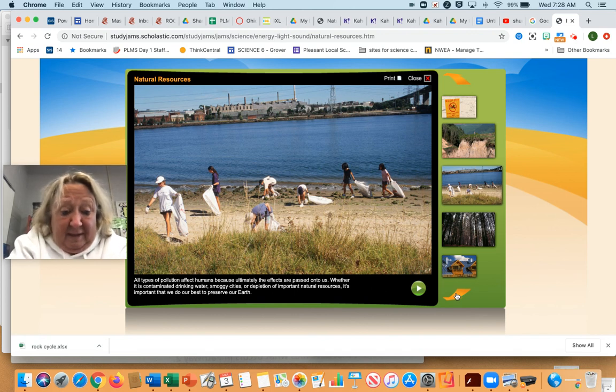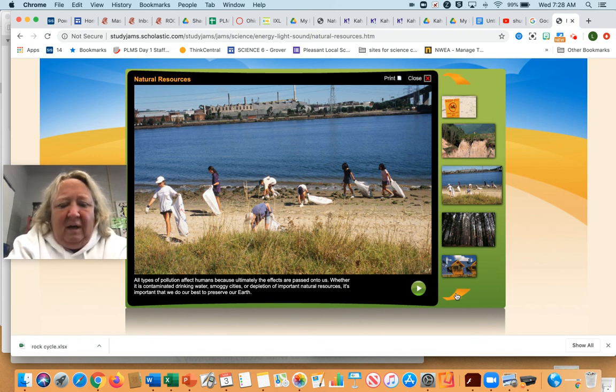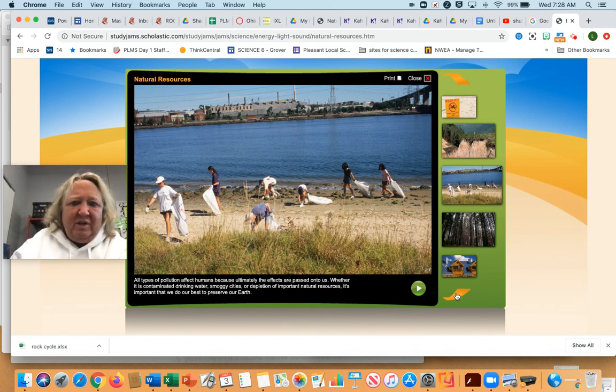And ultimately, all types of pollution affect humans because somehow it affects us. So if it's bad drinking water, smog in larger cities, depletion of natural resources, it's important that we do everything we can as individuals, especially as you guys get older. Your generation, it's going to be real important for your generation to preserve our earth.